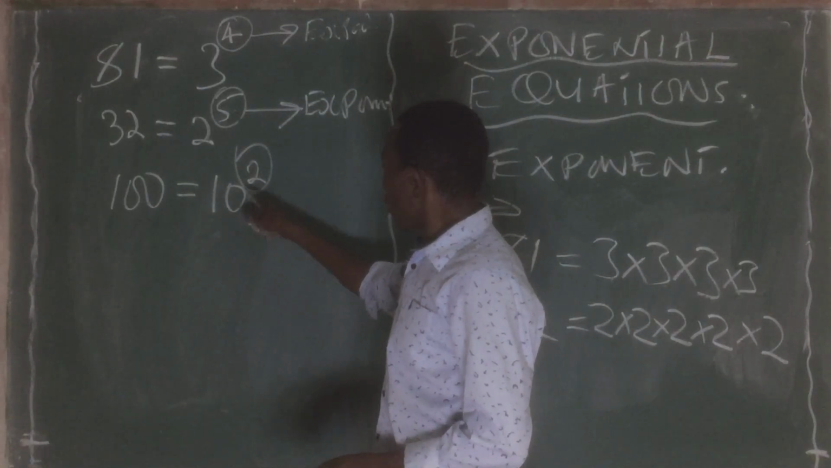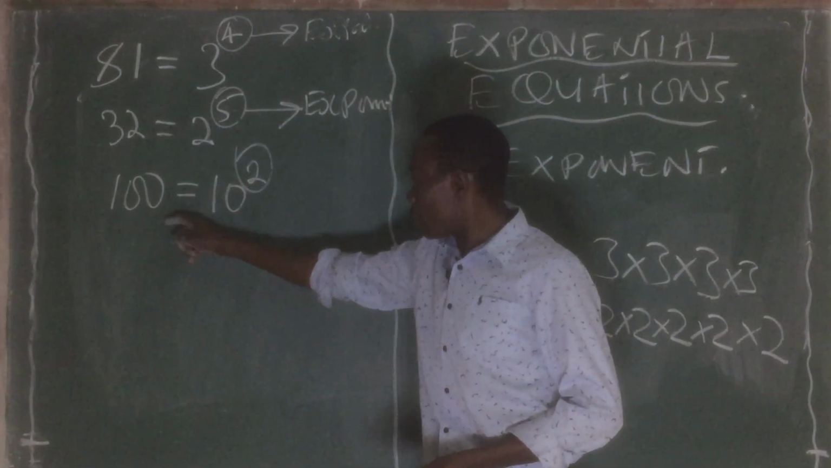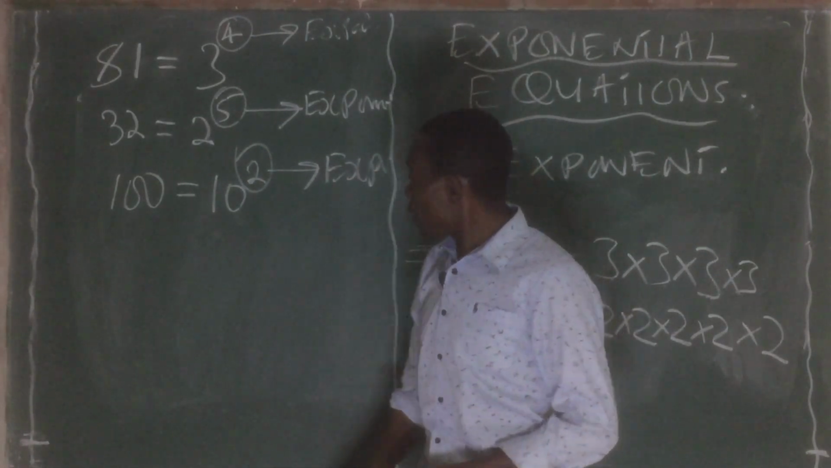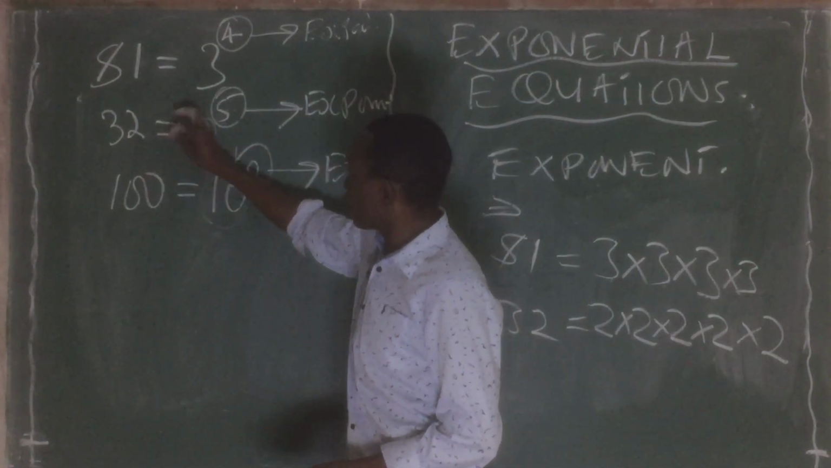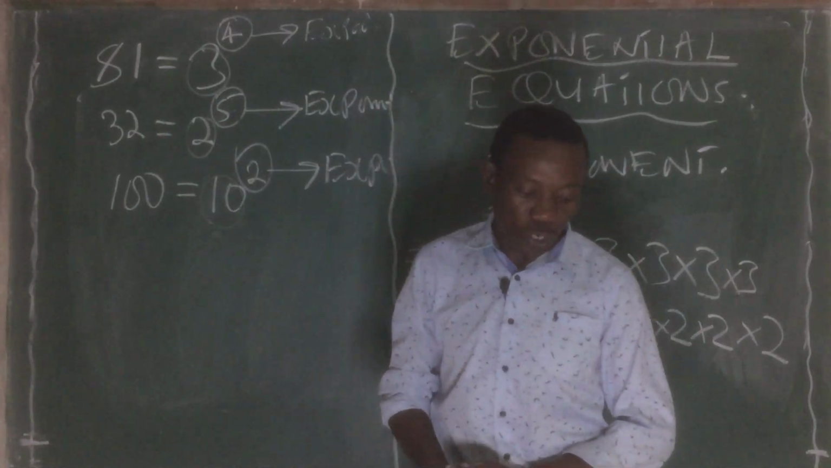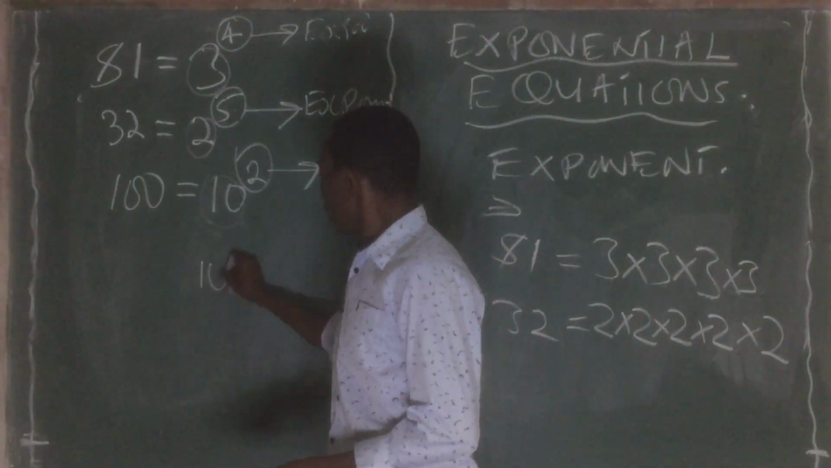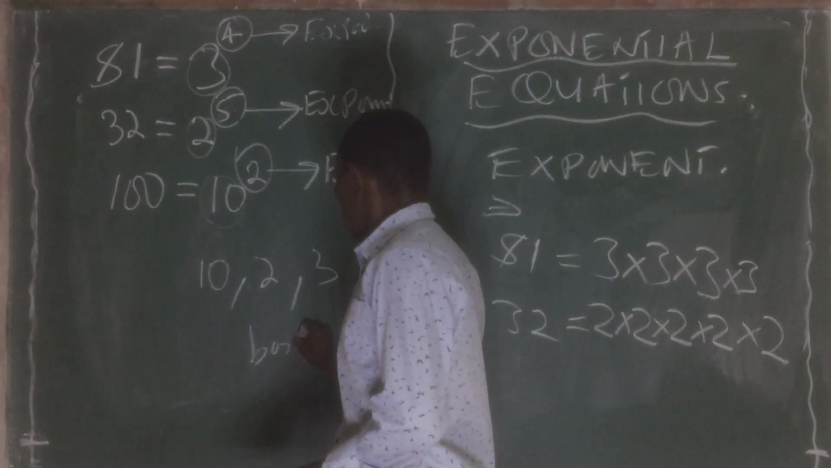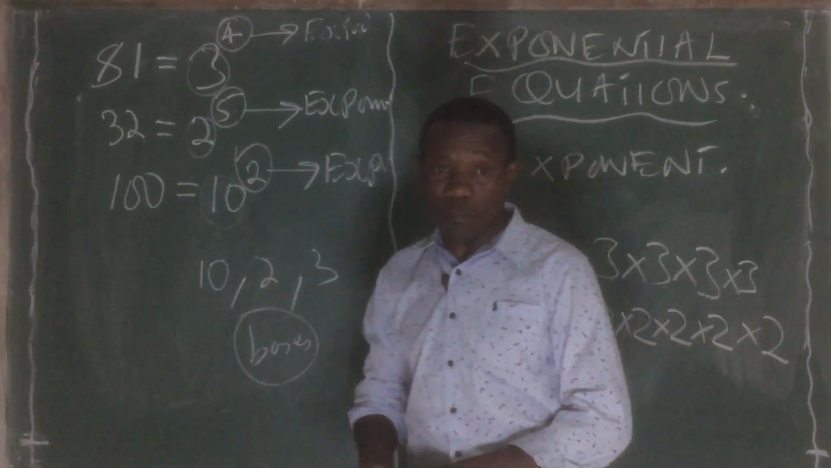And then the 2 here tells me how many times I multiply a 10 in order to get 100. So this 2 is defined as what? Exponent. But this number down here, which we call a factor of 100, 2 here is a factor of 32, or 3 here is a factor of 81, that number has its own definition again. These lower numbers, a 10, a 2, and a 3, are defined as what? Bases.